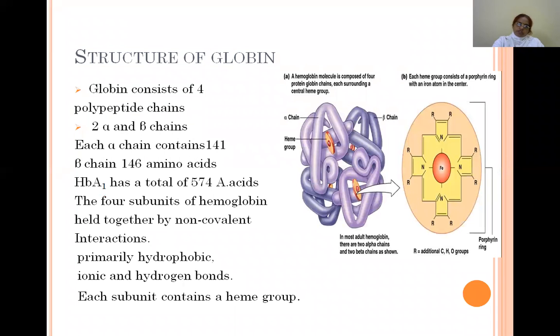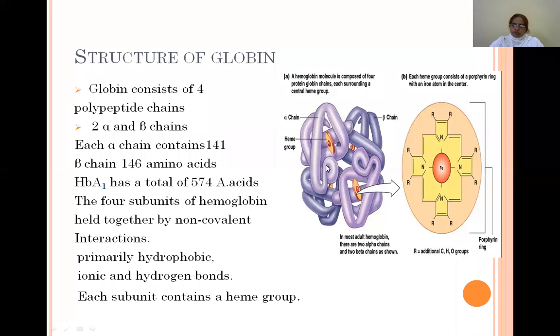Now, see the structure of individual globin and heme. Globin consists of 4 polypeptide chains: 1, 2, 3 and 4. These 4 polypeptide chains are interconnected primarily by hydrophobic, ionic and hydrogen bonds. Globin consists of 2 alpha chains and 2 beta chains. This is the alpha chain, this is the beta chain.